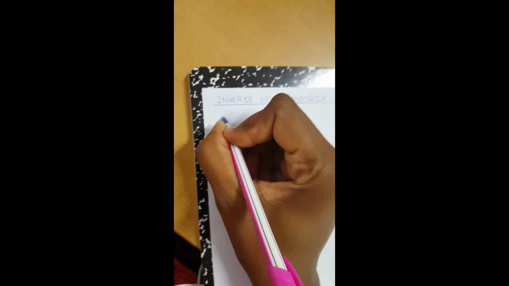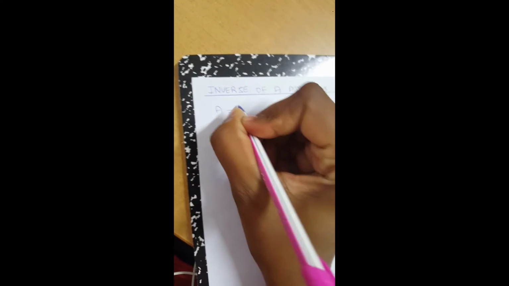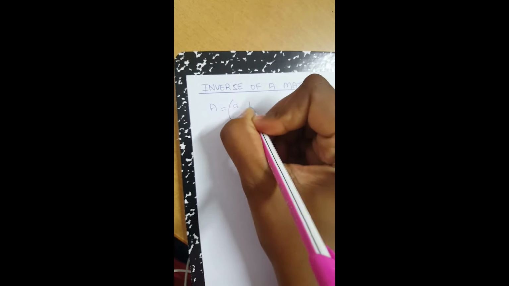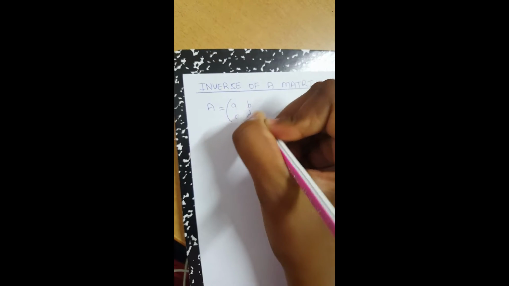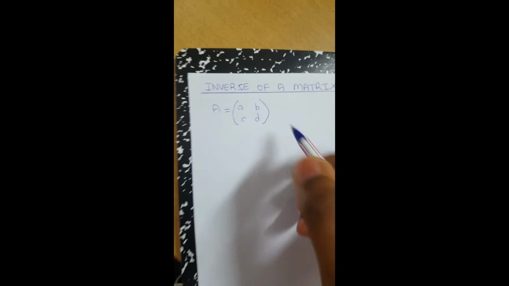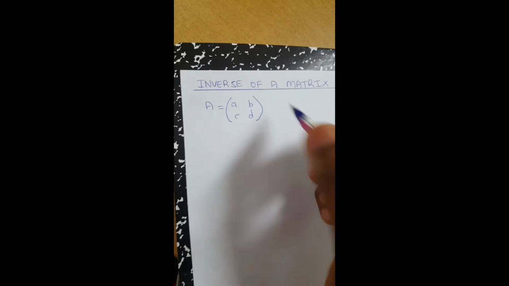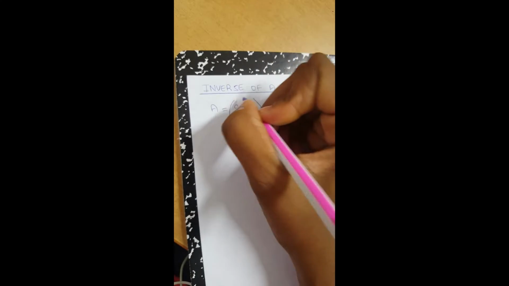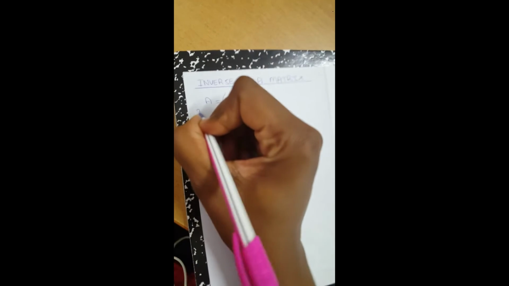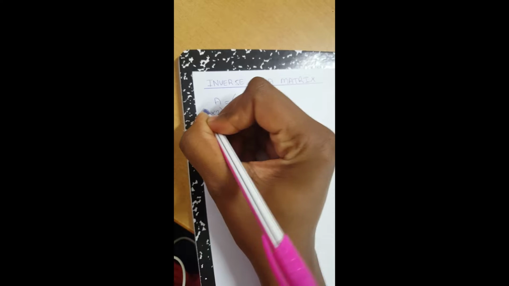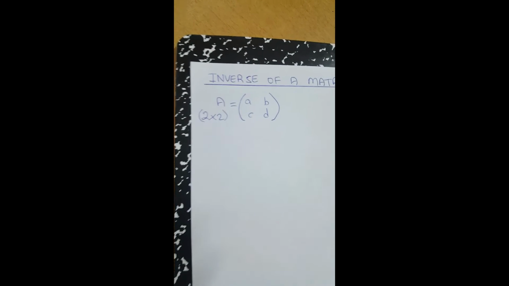When you're asked to find the inverse of a matrix, it means that you were given an original. Let's say our original was matrix A, and we have the elements a, b, c, d. Remember, the order is 2, so that's 2 rows by 2 columns. You can write the order anywhere. So this is your order, a 2 by 2 matrix.